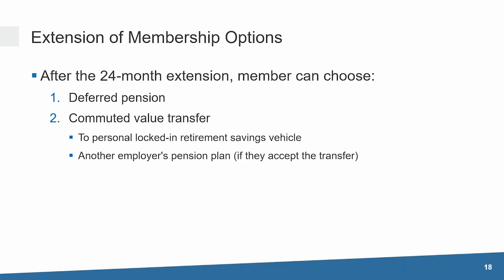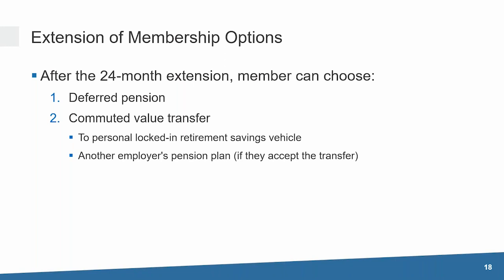At the end of the 24-month extension of membership period, a termination package will be mailed to the member. Essentially, they will have three options: defer their pension to start at age 65 or sooner with a reduction, or transfer the commuted value to their own personal locked-in retirement savings vehicle, or transfer to another employer's pension plan if they accept these transfers.